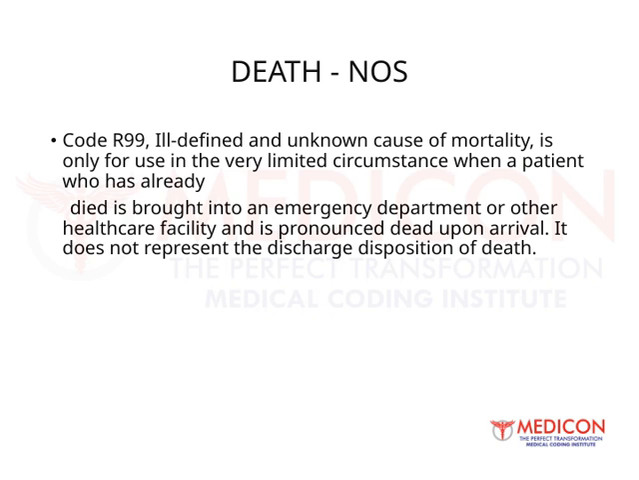It helps ensure the data we collect is precise and meaningful, especially when we're dealing with cases where the cause isn't clearly identified at the time of death. So, in summary, R99 is a very limited code, meant only for those very specific situations where death is pronounced upon arrival and the cause remains unknown or ill-defined.